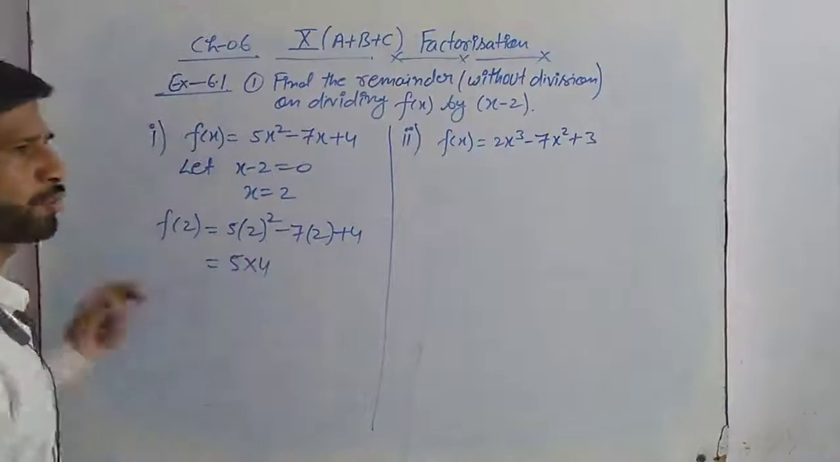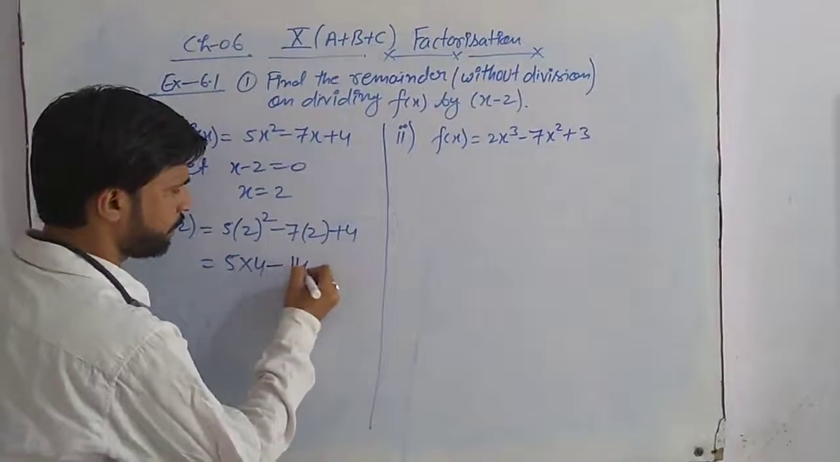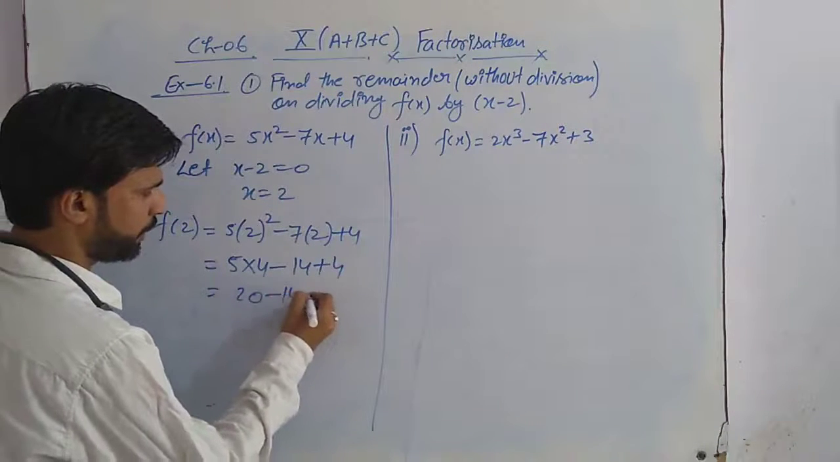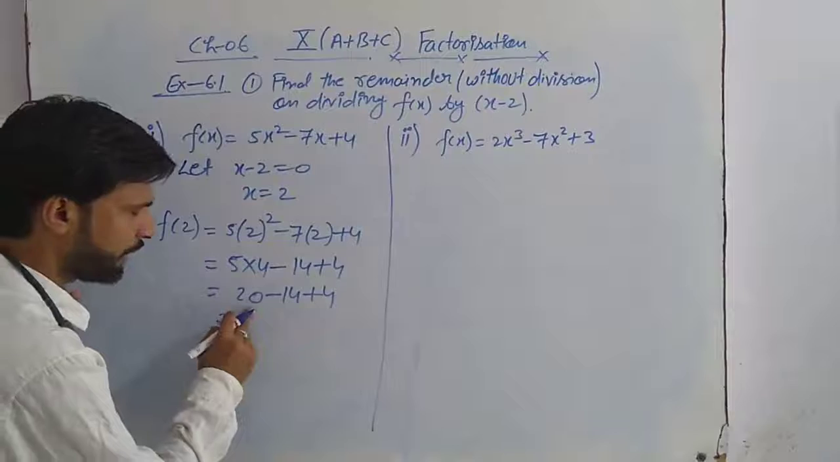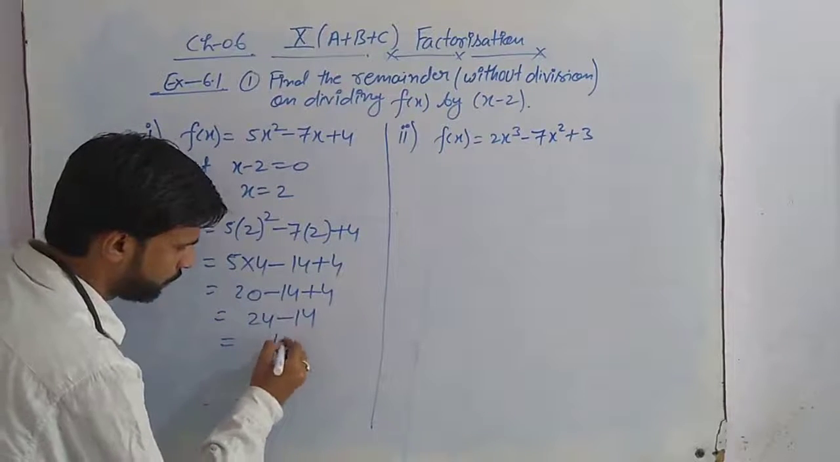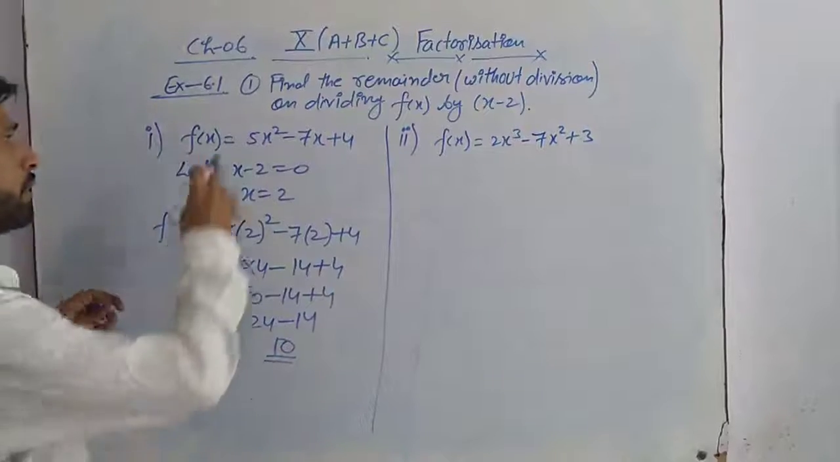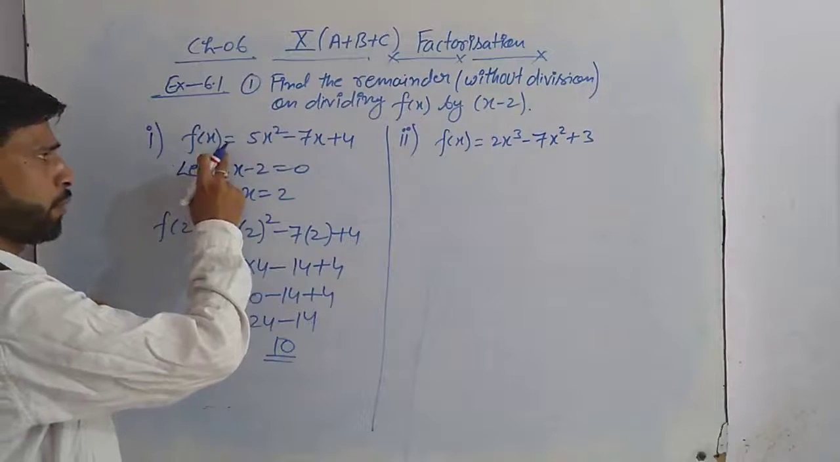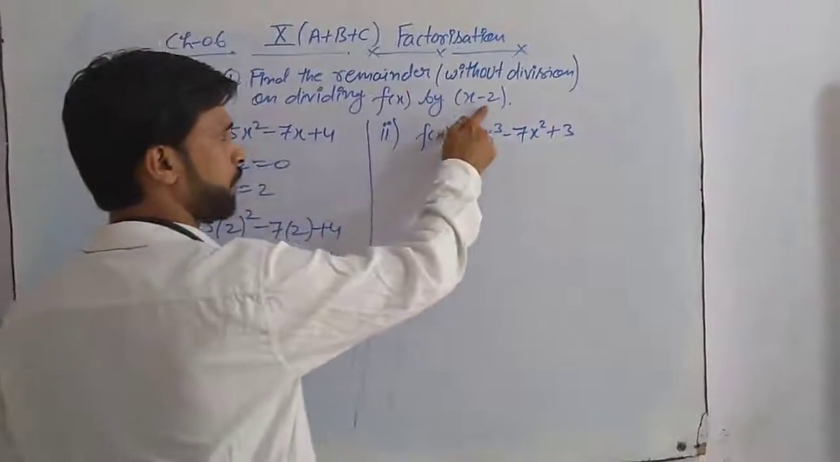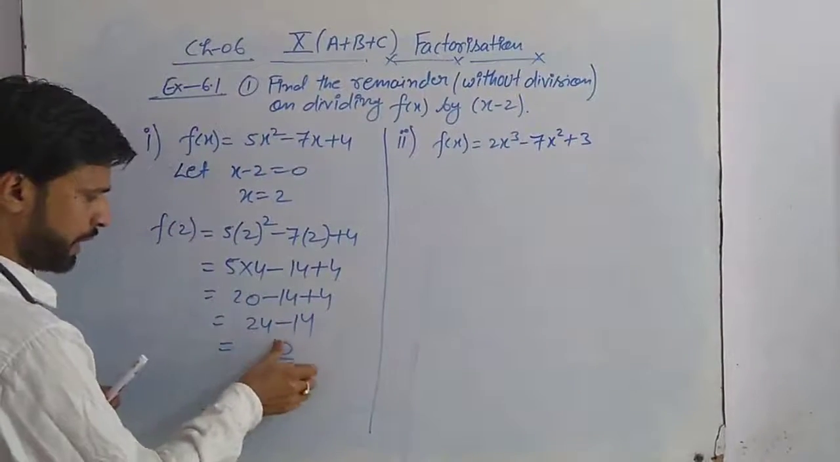5 into the square of 2, which is 4, minus 7 twos are 14, plus 4. Now 20 minus 14 plus 4. After adding 20 and 4, we get 24 minus 14. Now 10. Therefore, the remainder of the given polynomial 5x square minus 7x plus 4 on dividing by x minus 2 is 10.